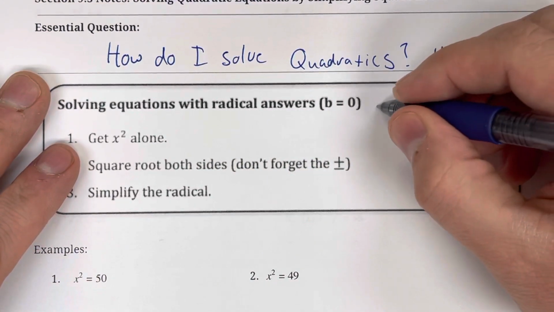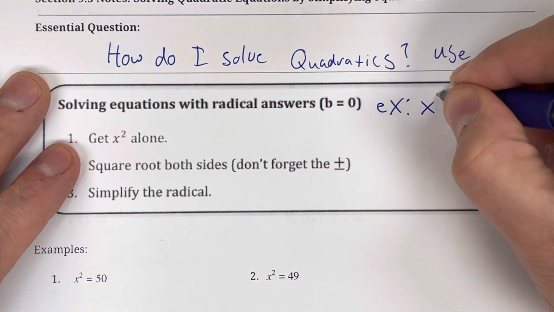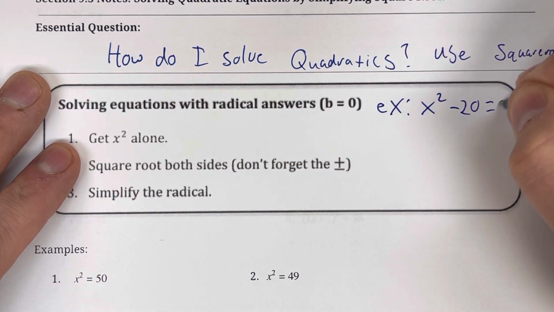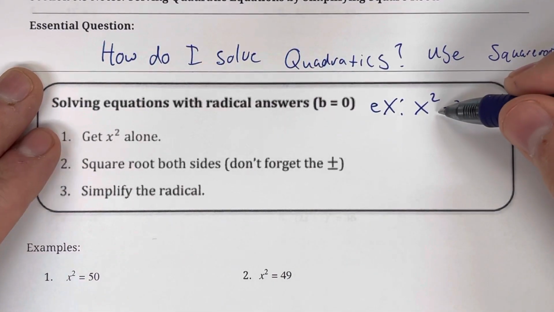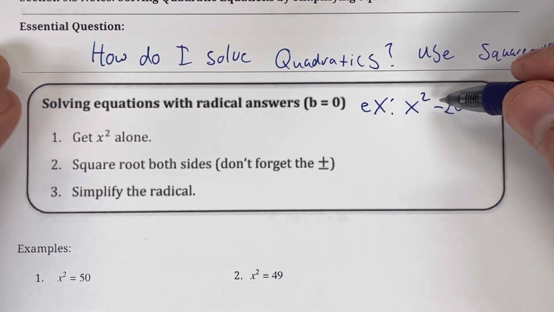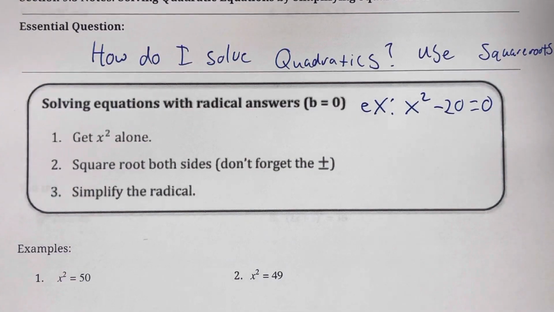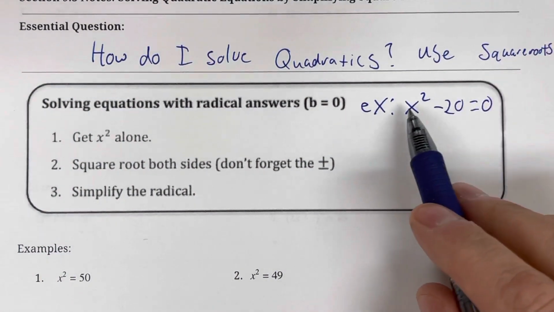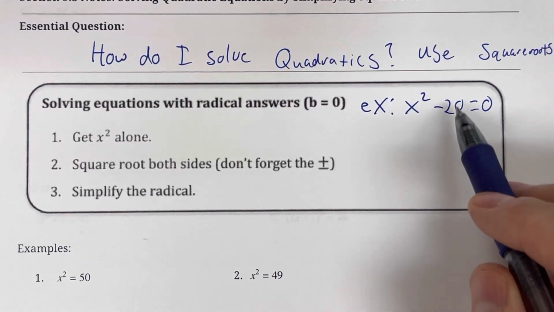So the equation just needs to say something like x squared minus 20 equals 0. So there's no middle term with an x. All right, if there's an x, we're going to have to use a different method. We'll either have to factor or we could use the quadratic formula. So in this case, there's just an x squared and a constant.